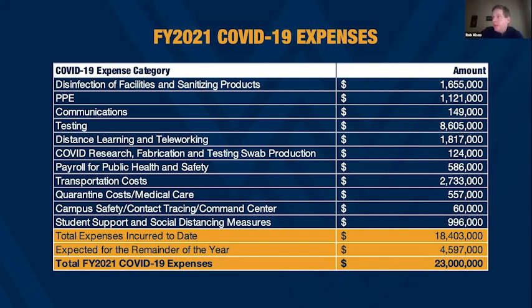But you can see we've spent almost 1.6 million in sanitizing products and disinfection of our facilities, 2.7 million in busing and related transportation costs where the PRT has been down, almost $1 million in student support and social distancing measures. And you can go through the list of a number of things, over $1 million on PPE we've spent. And so we have had a significant amount, $23 million, we think, by year end of COVID expenses.